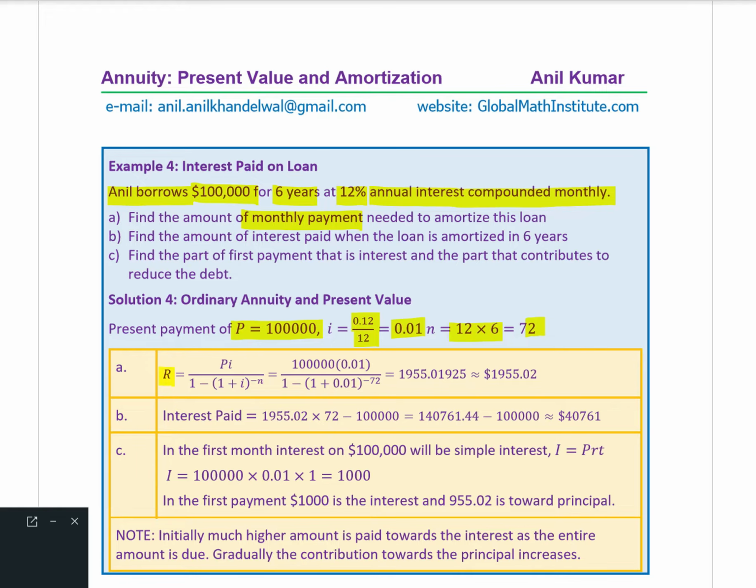So R is equal to the present value into interest over 1 minus all this. Substitute the values in the formula which we just derived and then calculate. It comes to approximately $1955.